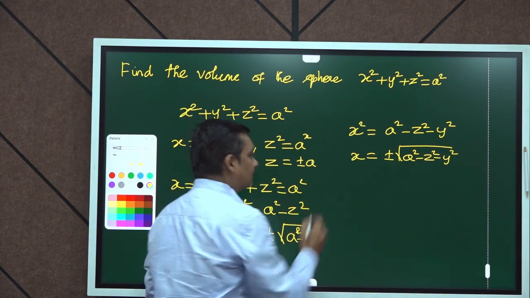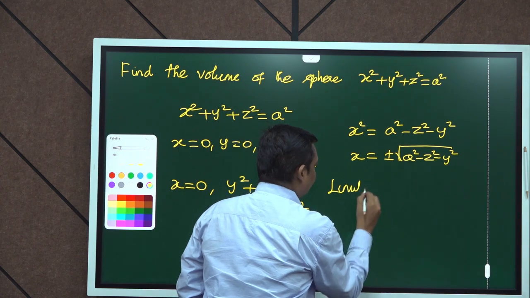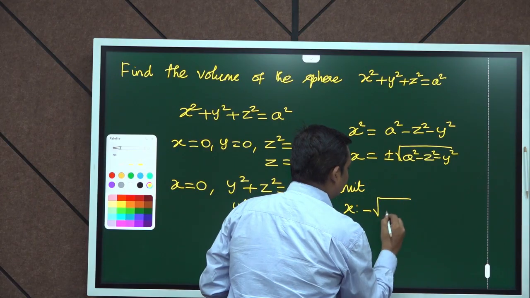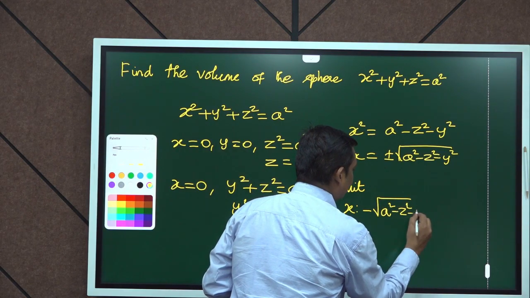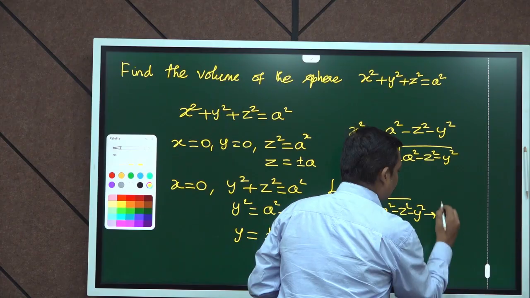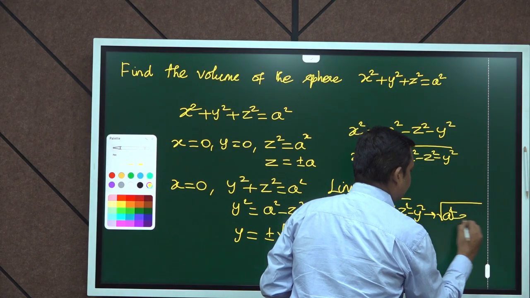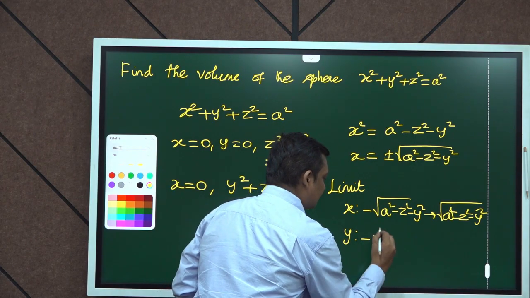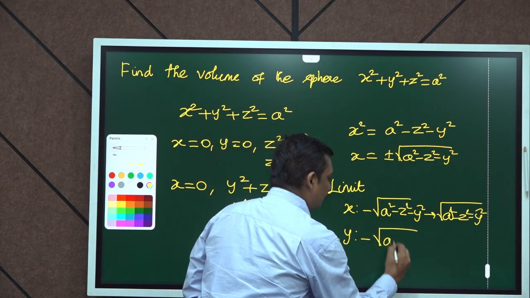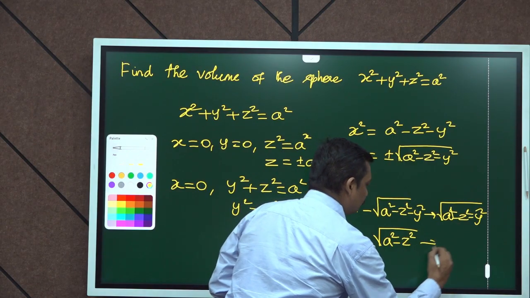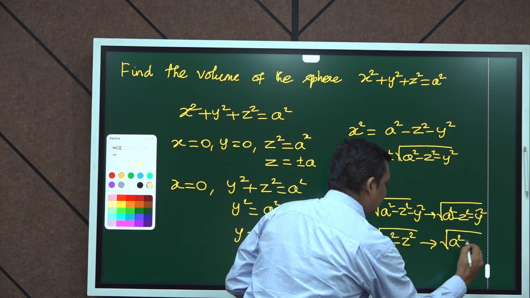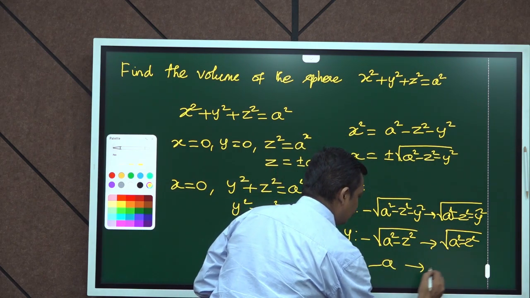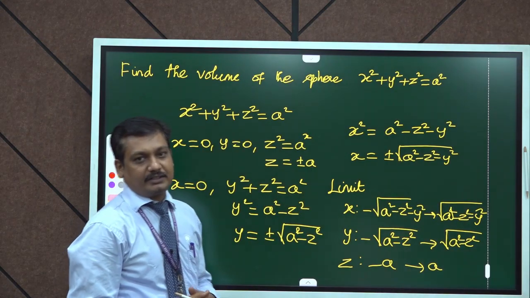So the limit of the problem is: x varies from minus square root of a squared minus z squared minus y squared to root of a squared minus z squared minus y squared, and y is from minus root of a squared minus z squared to root of a squared minus z squared. Then the z limit is minus a to plus a. So the first part is over.